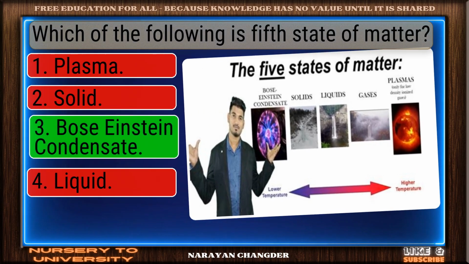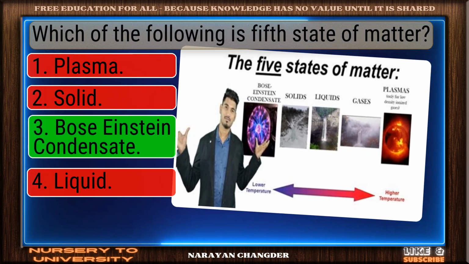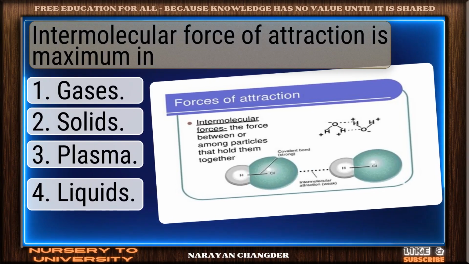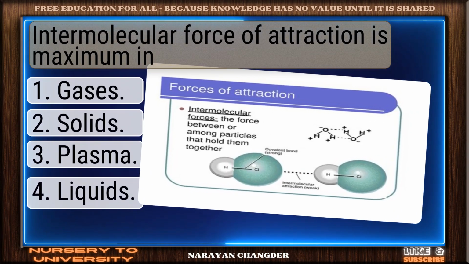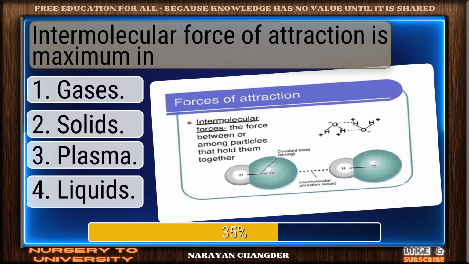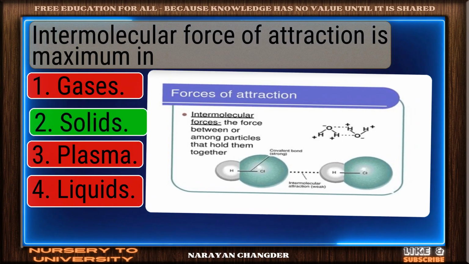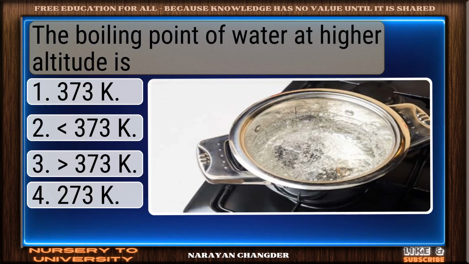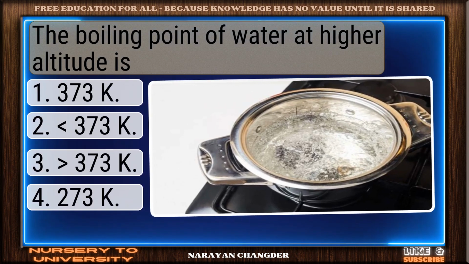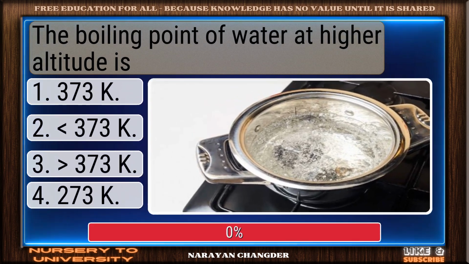Perfect. Bose-Einstein condensate is the correct choice. Question number 61. Intermolecular force of attraction is maximum in. You're right. Solids is the correct answer. Question number 62. The boiling point of water at higher altitude is.